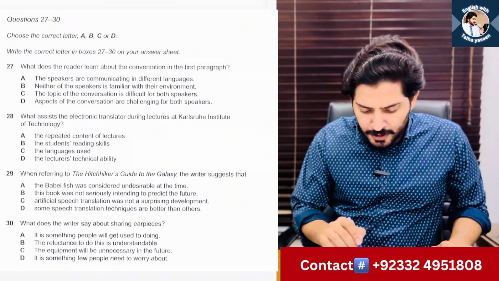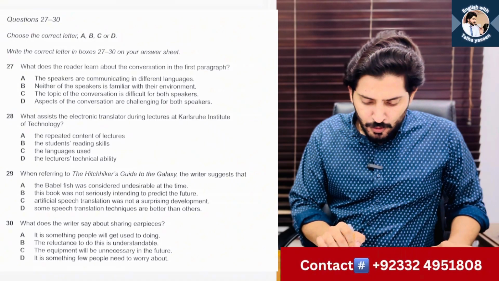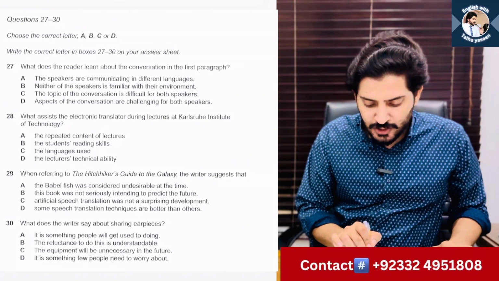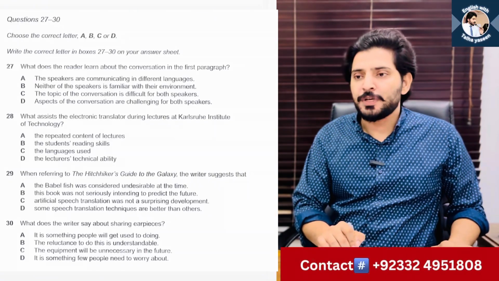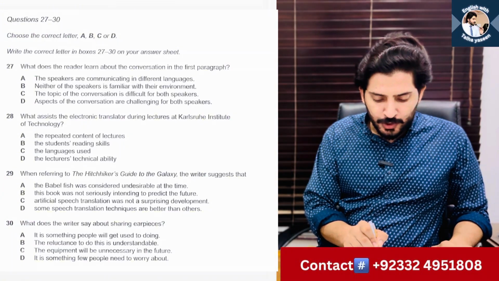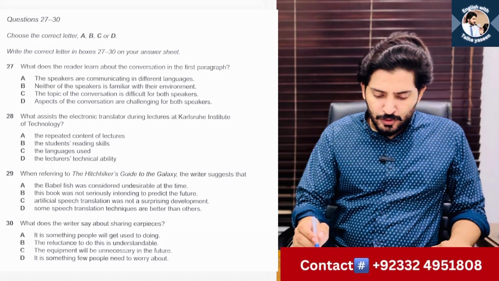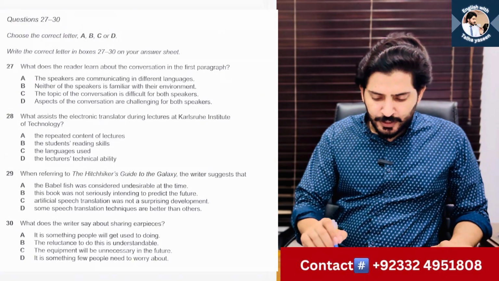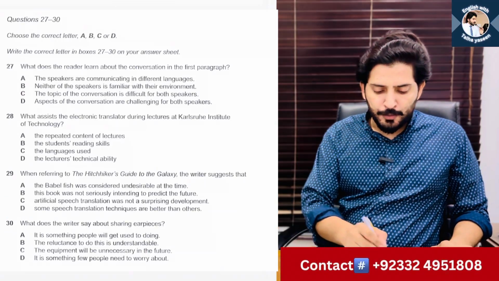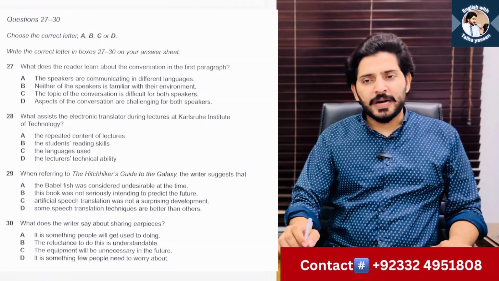C, the topic of conversation is difficult for both speakers. No, this is not the option. D, aspects of the conversation are challenging for both speakers. For aspects, he used the word languages in the passage. So we have seen that the languages of the conversation are challenging for both speakers. So the option will be D. D will be the correct option.